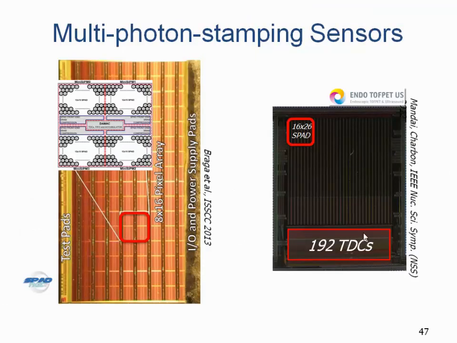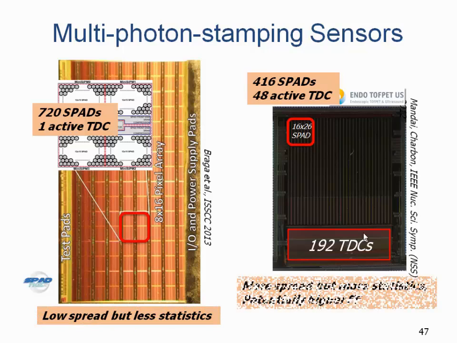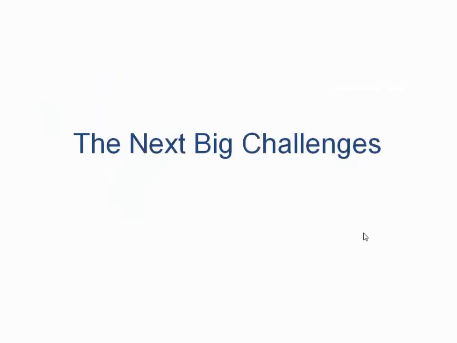And this is actually done in two of the chips that have been recently published, one in ISSCC last year and one in NSS a couple of years ago. And there's one that is coming in ISSCC next year, presented by our group. So the idea is to have a very large number of SPADs and a certain number of TDCs available, and therefore being able to use the statistics, as I mentioned earlier.